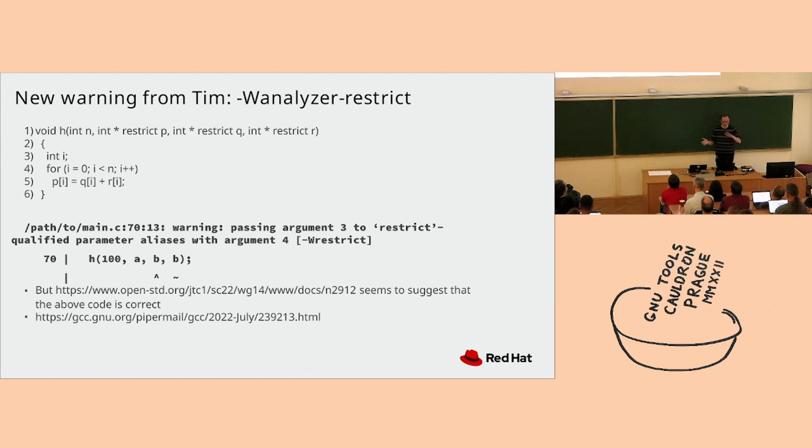Tim, my Summer of Code student, also experimented with an analyzer version of a restrict warning, and we ran into an issue. This isn't in trunk. Say you've got this function h. It takes a size and three pointers. If you ignore the function body for now, you notice that the three pointers have all been marked restrict. What does that mean?